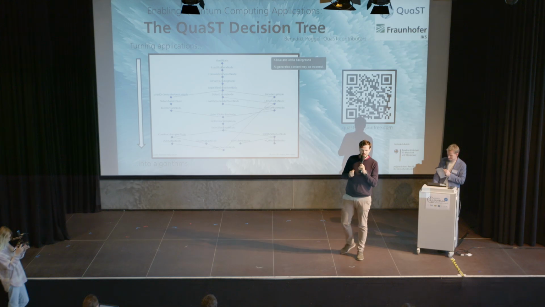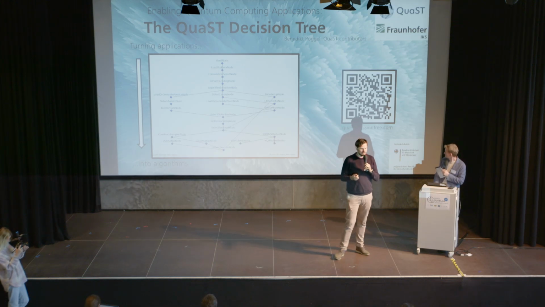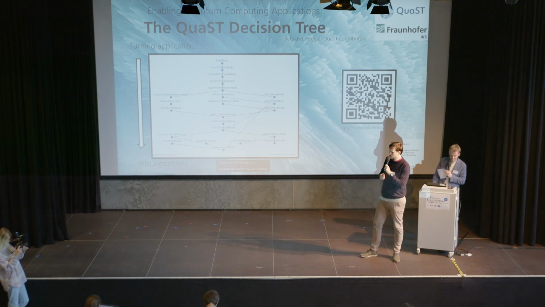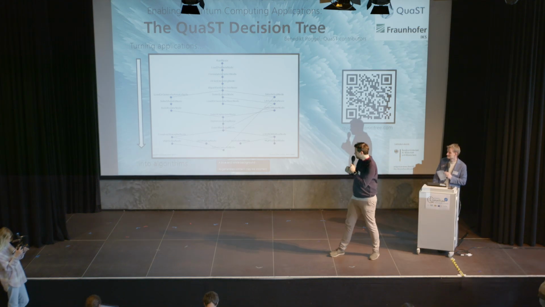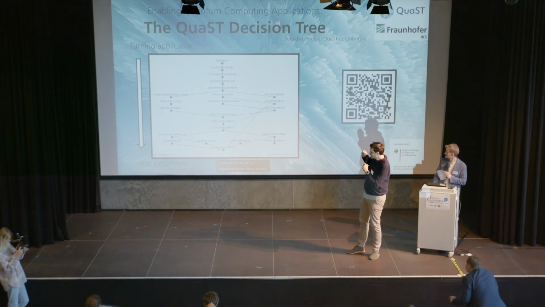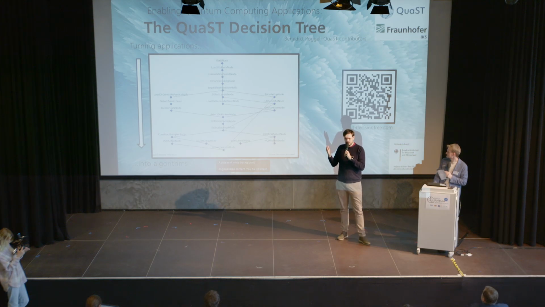We want to enable quantum applications, and this means enabling people that don't want to learn quantum to use quantum. What we mean by applications here is optimization, since we also heard yesterday that 80% of industry interest is in optimization applications. The problem is that you have to decide a lot of things that are not all quantum, and this is what the QuaST decision tree helps you with.